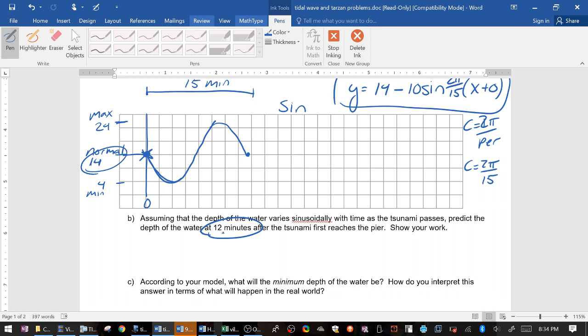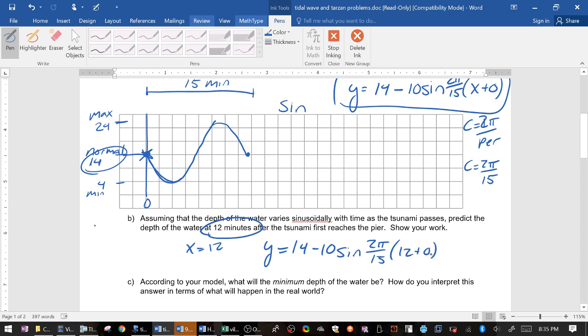So 12 minutes, if you think about it, we did 15 minutes as our period. So that's our x value. So they're saying x equals 12. So we substitute that value in. 14 minus 10 sine of 2 pi over 15. And then I get 12 plus 0, or just 12.